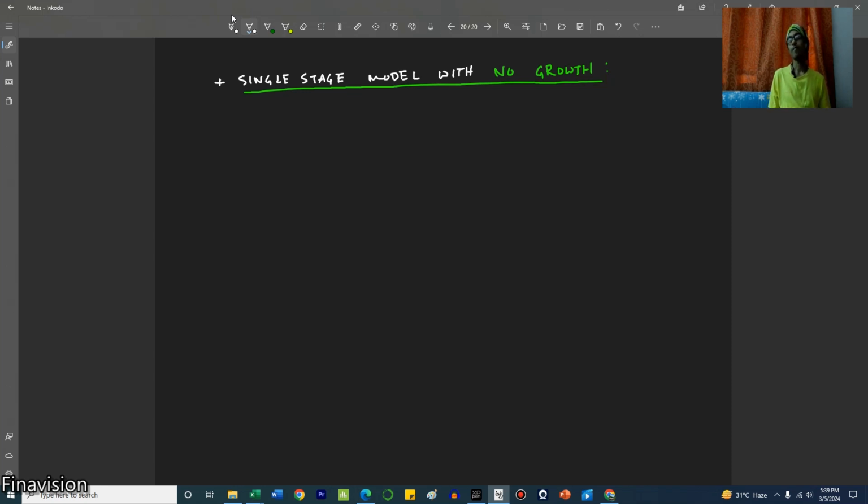Friends, what if there was no growth? That is, for perpetuity, you are getting the same dividend. How to calculate that? V0 is equal to D0 into 1 plus g, divided by r minus g. We already know the formula, right? Here the problem is g is equal to 0. That is, there is no growth. We are getting a constant dividend perpetually.